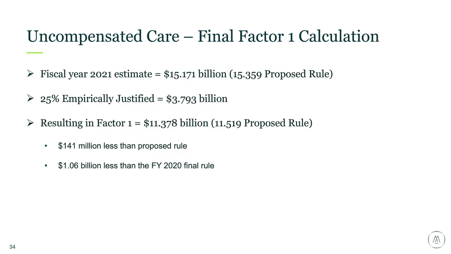And so as you can see, the 2021 estimate of what DSH would have been absent the Affordable Care Act is $15.171 billion. This compares to the proposed rule total of $15.359 billion. And so after adjusting for the empirically justified amount, the resulting Factor 1 equals $11.378 billion, and that's $141 million less than the proposed rule's. And that actually amounts to over $1 billion less than the 2020 Factor 1.